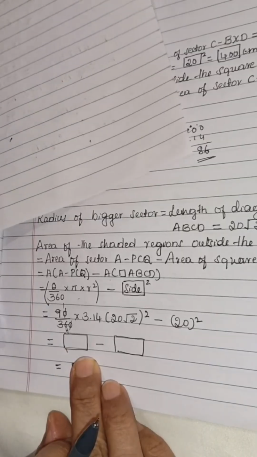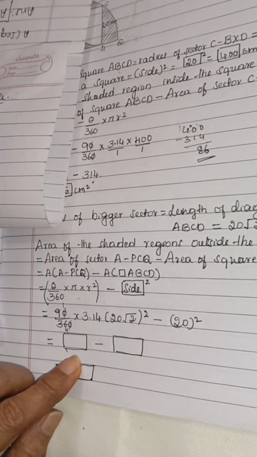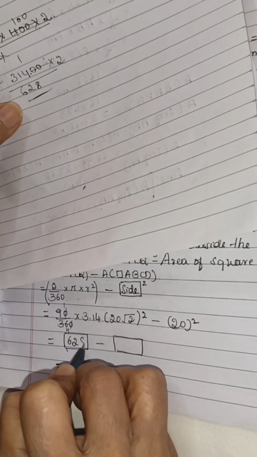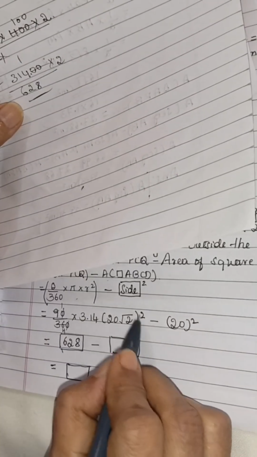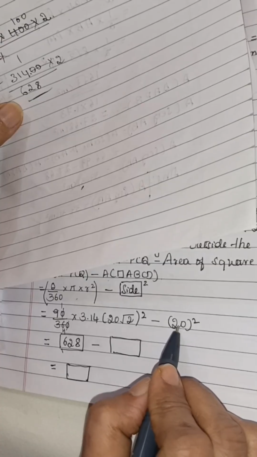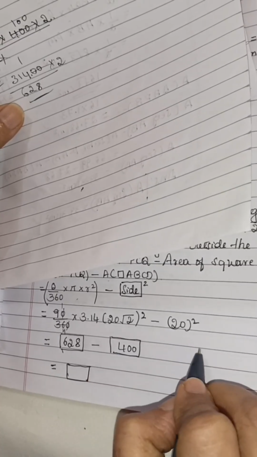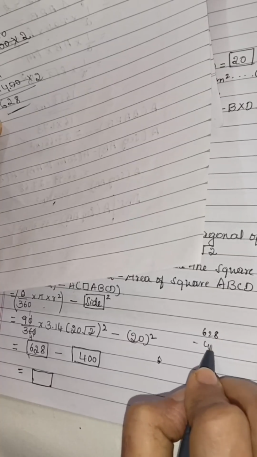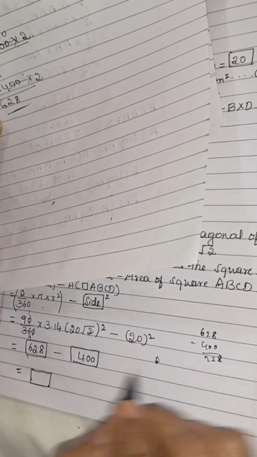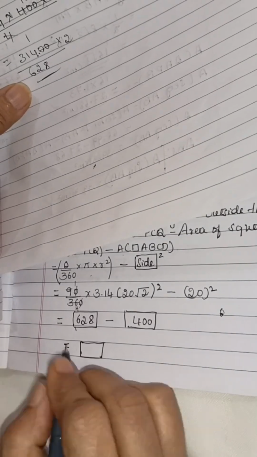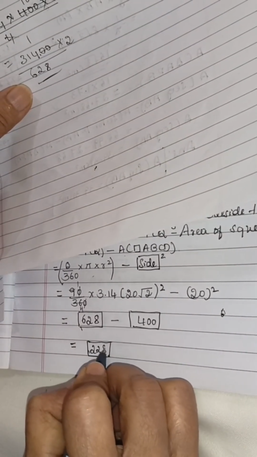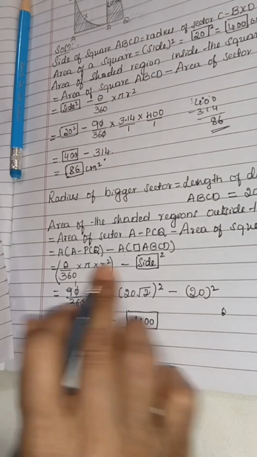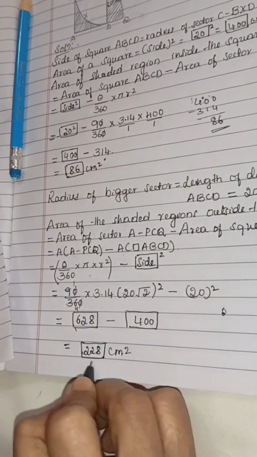So it has come to 628. This whole thing is 628 minus 20 square, which is 400. 628 minus 400 is 228. This 228 is the area, and you have to put centimeter square.